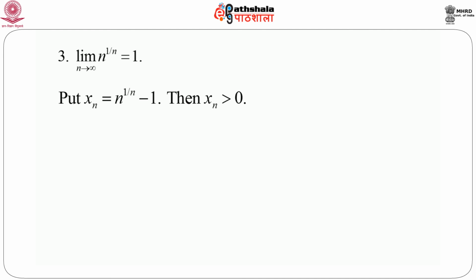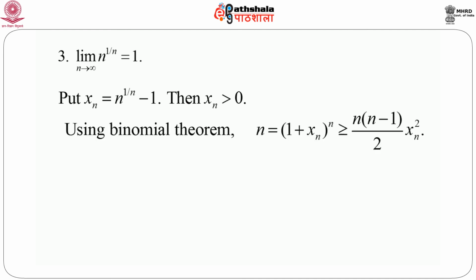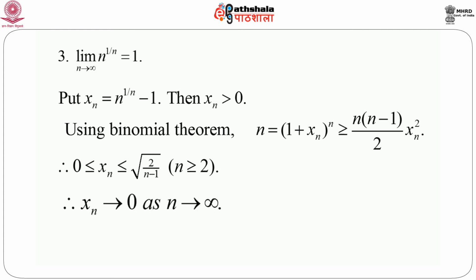Again, we use the same kind of argument. We take n equals (1 plus xn) to the power n, and using the binomial theorem and retaining only one term, we have n equals (1 plus xn) to the power n, greater than or equal to n(n minus 1) by 2 into xn square. A simple manipulation gives us xn less than or equal to square root of 2 by (n minus 1), and obviously xn is positive. Note that we assume n is greater than or equal to 2, because it is an infinite sequence, so n can always be greater than or equal to 2. As n goes to infinity, square root of 2 by (n minus 1) goes to 0, and hence xn goes to 0 as n goes to infinity.